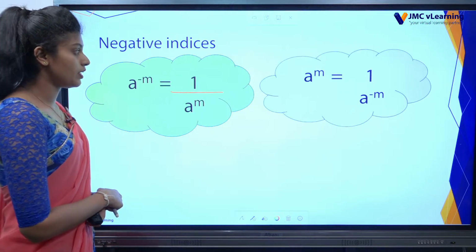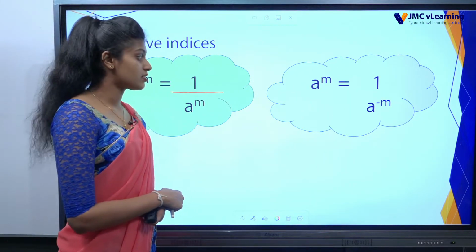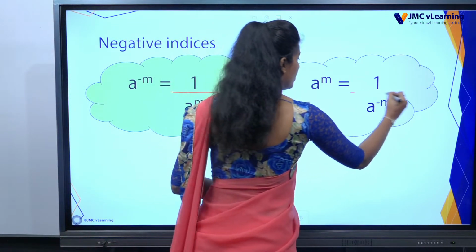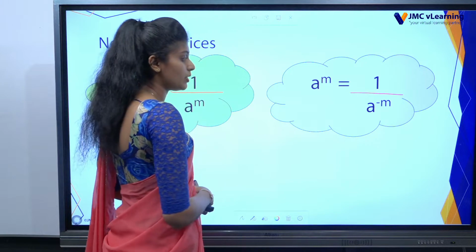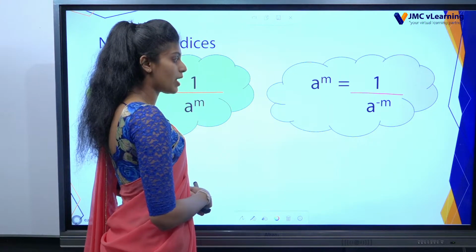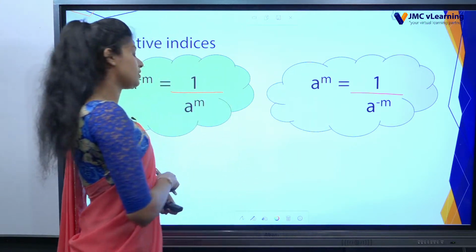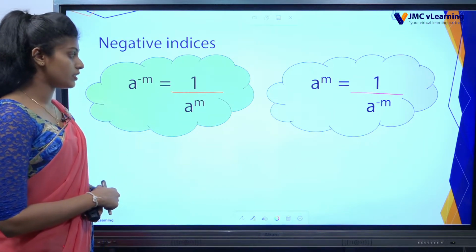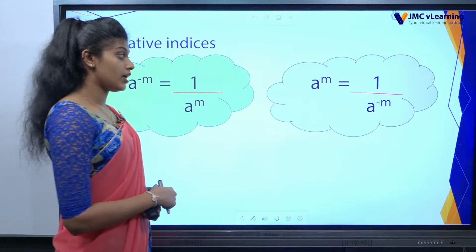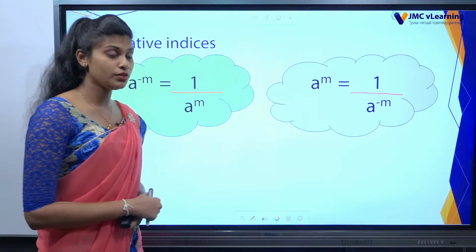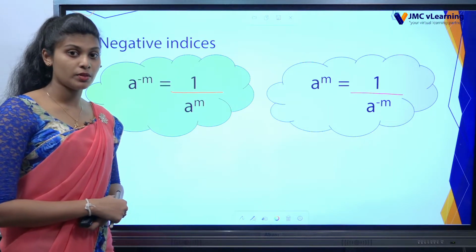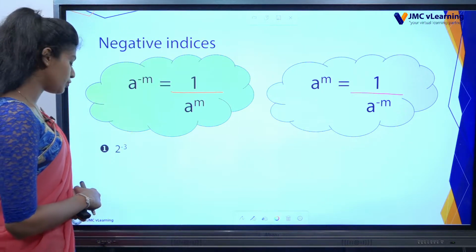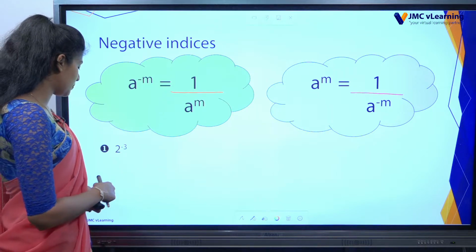Then another way, when the sum has given a to the power m, then when you take that m to the denominator, then it becomes the minus. Then a to the power minus m is equal to 1 over a to the power m. Then a to the power m is equal to 1 over a to the power minus m. Then let's move to another example.